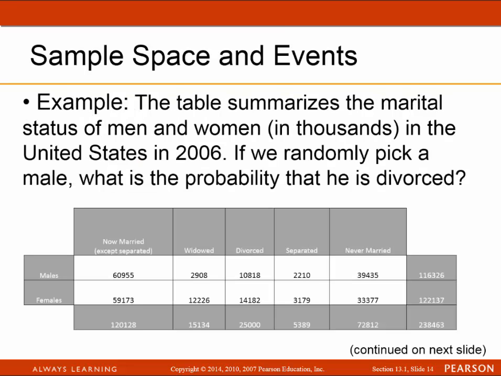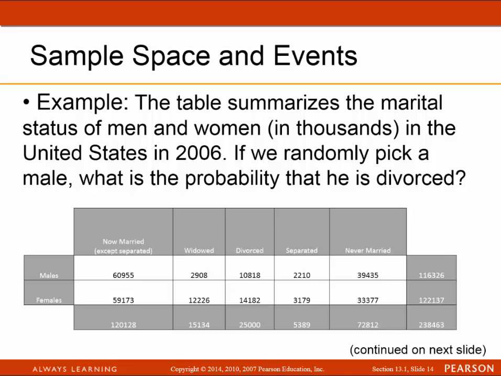The table summarizes the marital status of men and women in thousands in the United States in 2006. So if we randomly pick a male, what is the probability that he is divorced? Now, we have to be careful here because we're saying if we pick a male. So now we're just looking at the row that has males. So what's the probability that he's divorced? Then we look at the cell that has the divorced count, and we have 10,818.